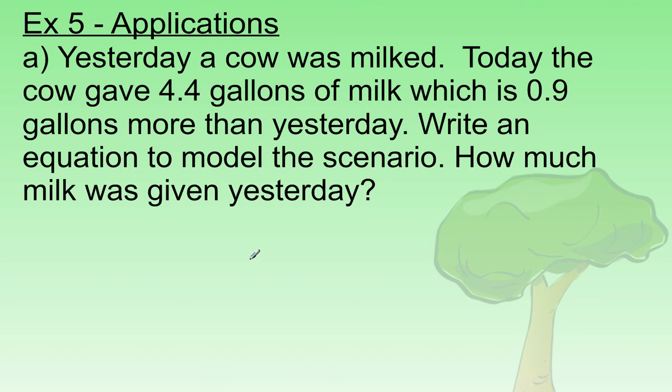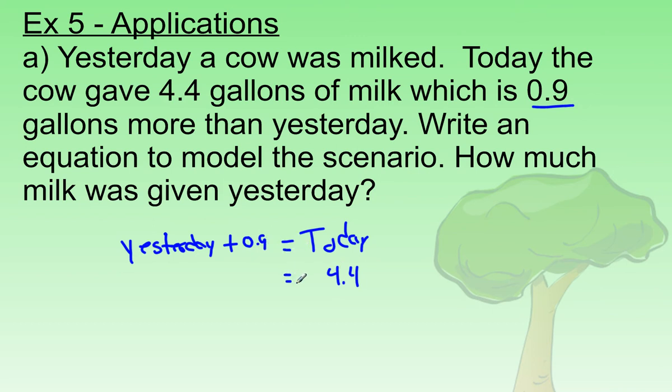So let's see. It says today it gave 4.4 gallons of milk, which is 0.9 bigger than yesterday. So if we take yesterday's amount and we add 0.9 to it, that would give us today's amount.